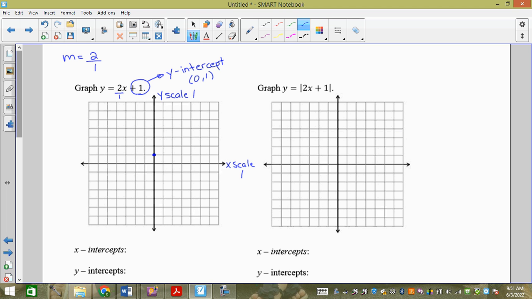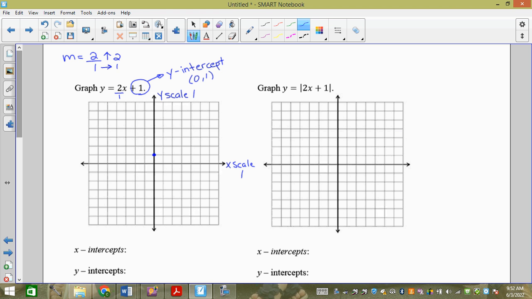Do I rise before I run to get out of bed or run before I rise? Run before you rise, you look like an idiot. You're just in bed running and then not going anywhere. So what do we do when we get out of bed? We rise and then we run. We agree? So if this is a plus 2, we're going to rise 2, and then we're going to run right 1.